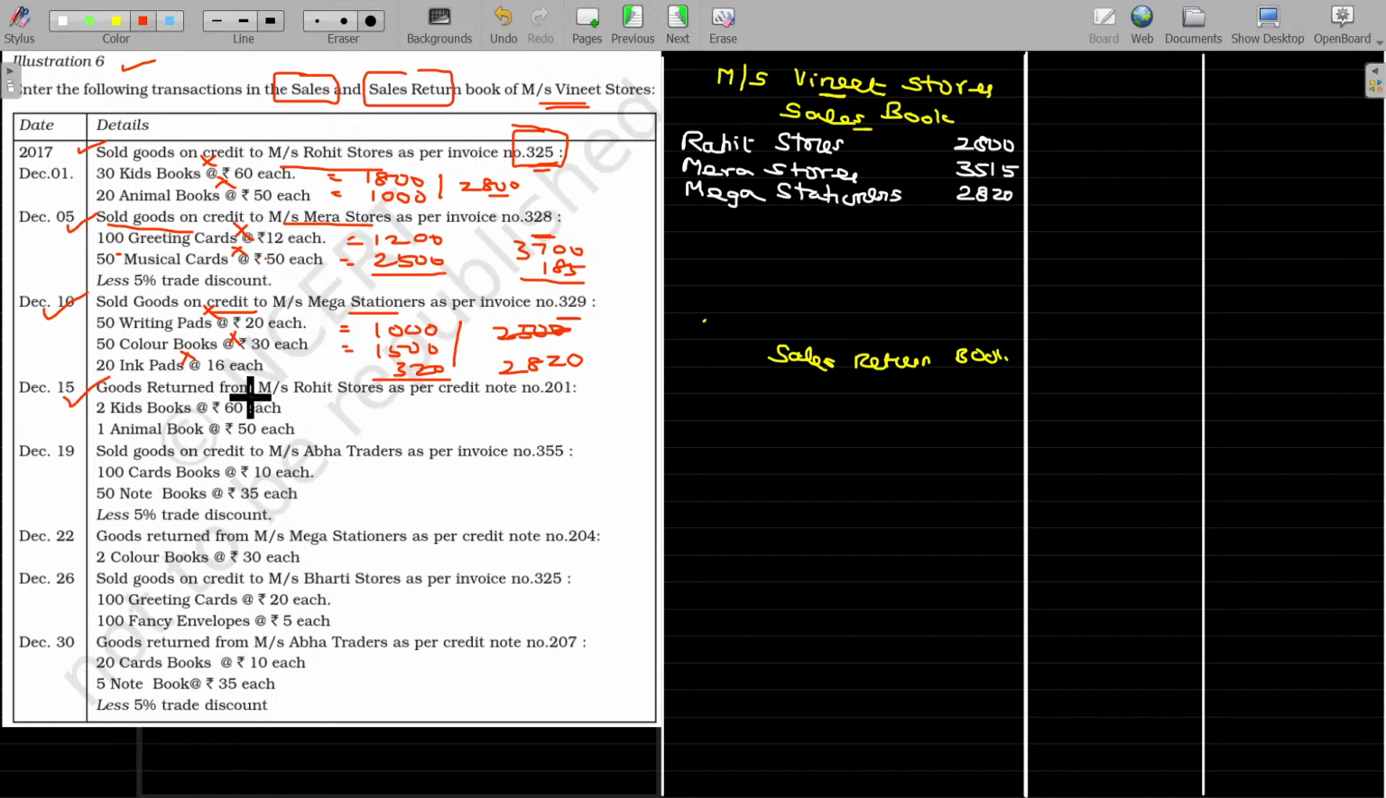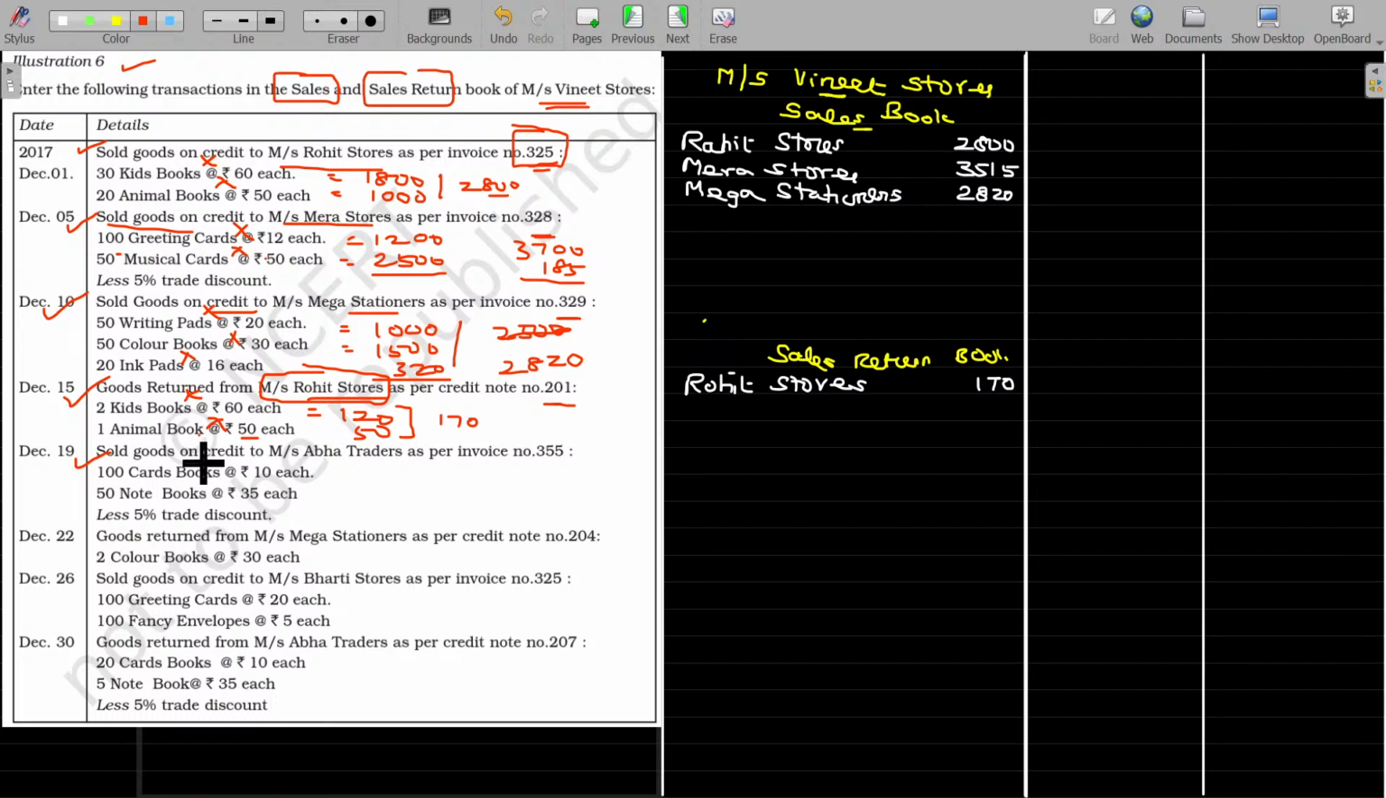On 15th December, goods returned from Mrs. Rohit Store as per credit note 201. 2 kids books at rupees 60 each, 120. 1 animal book at rupees 50 each, 50. The total being 170. That will now be posted in the sales return book. Rohit Store, the value being 170.